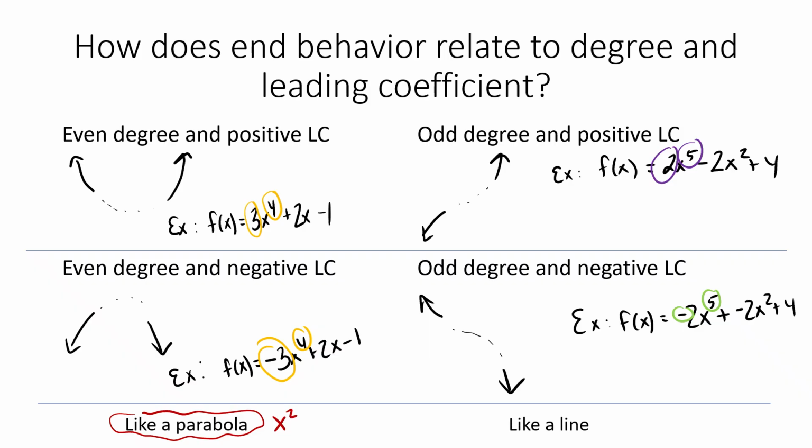Now, what might be helpful for you here is, like with the even, we can say, oh, it's like a parabola. Well, with the odd ones, they are like lines, which I hope makes sense because a line is an odd degree polynomial. It's degree 1, which is odd.